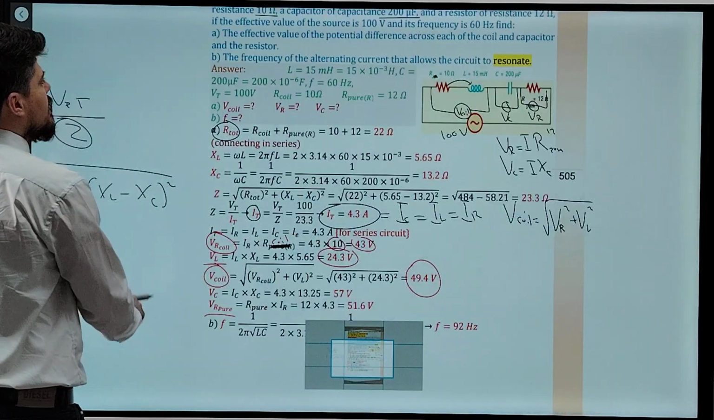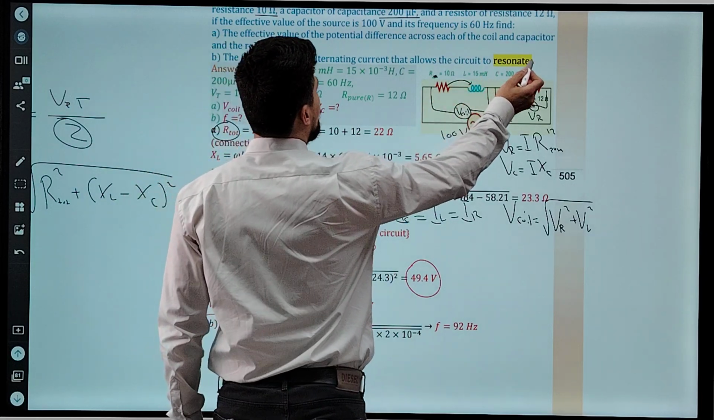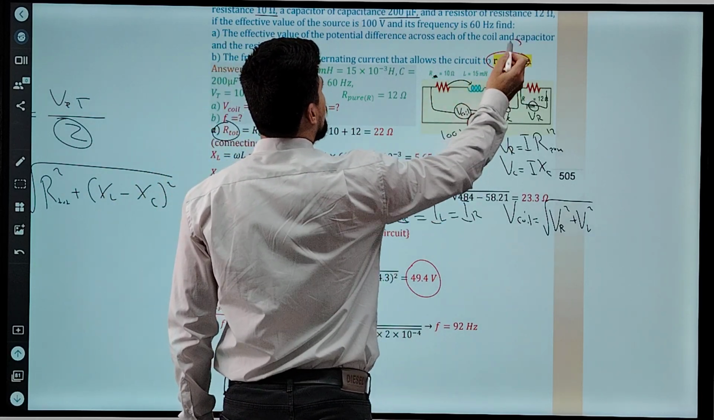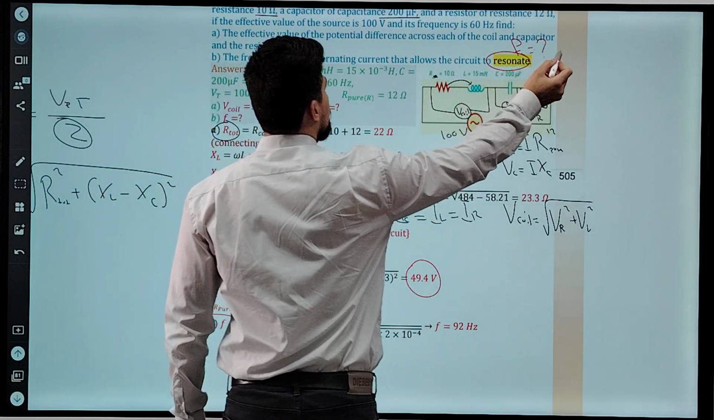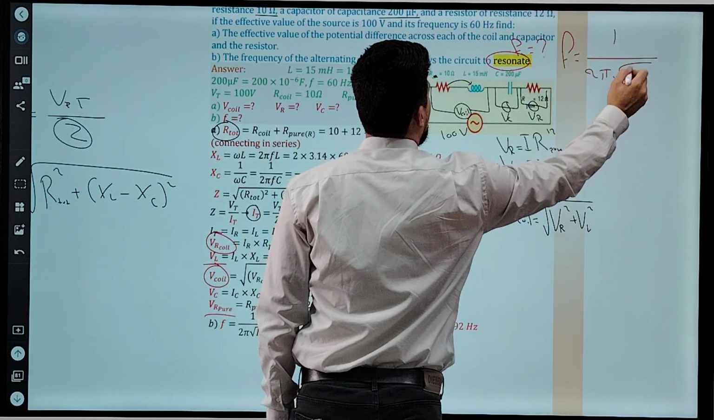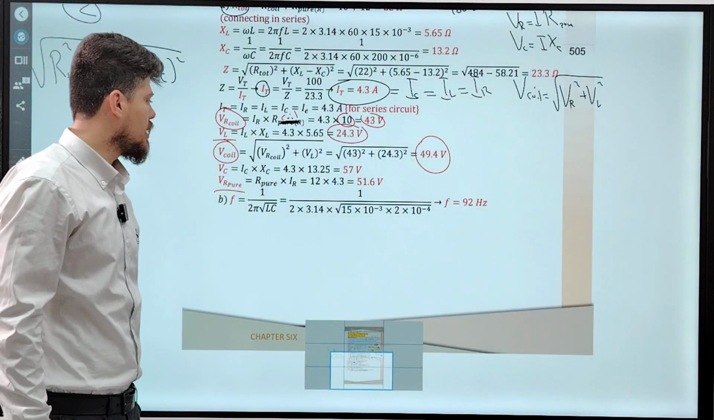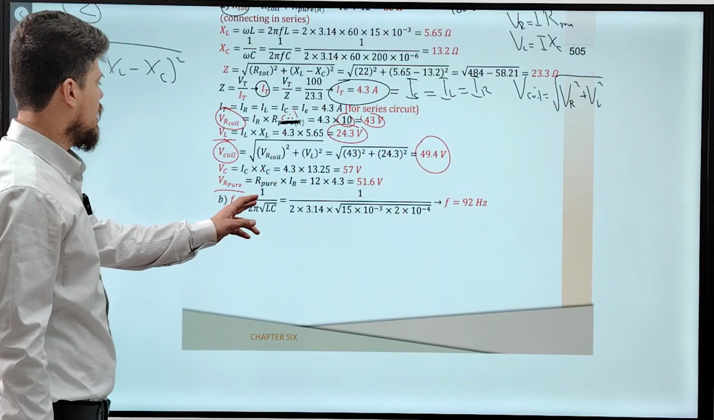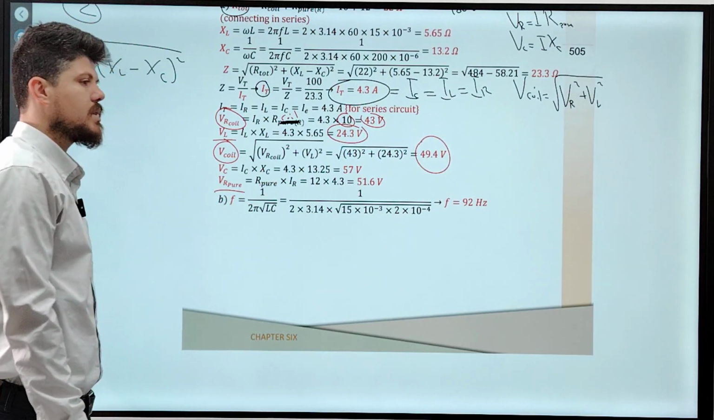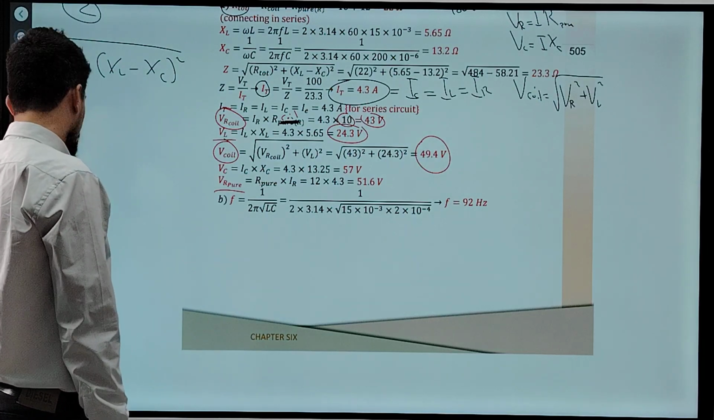So branch B, the frequency of the alternating current that allows the circuit to resonate. We have to find the frequency. Frequency is equal to what? 1 over 2 pi square root of LC. Okay? Both the coefficient of self-inductance and the capacitance are given in this question.